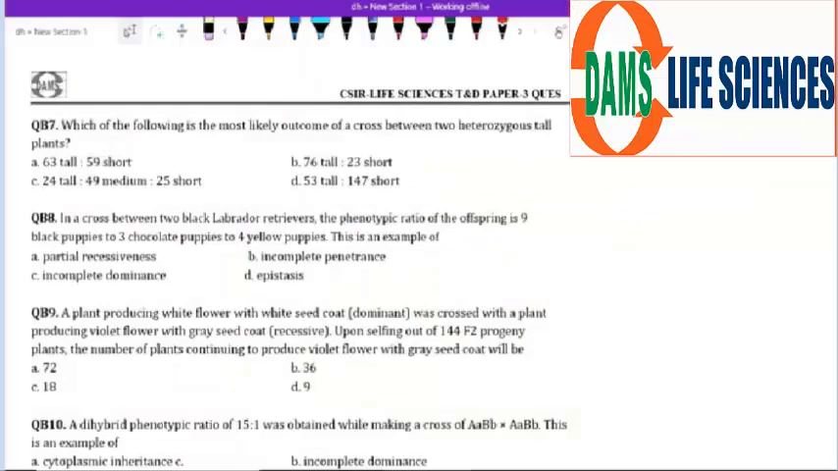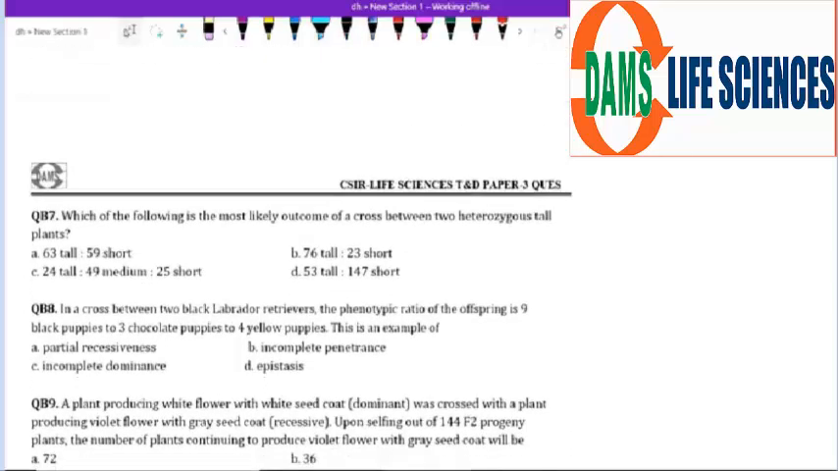The question says, which of the following is the most likely outcome of a cross between two heterozygous tall plants? So when we are crossing two heterozygous, it's a very simple question. We have mixed up some easy questions and some difficult questions. So it's a very straightforward, very simple question.